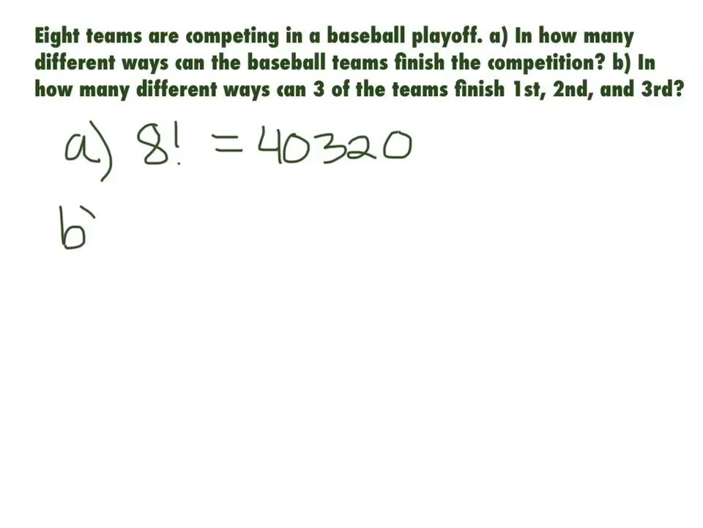And then B, how many different ways could 3 of the teams finish first, second, and third? So first place could be 8 of the teams, right? Second place could be 7 of the teams because one of them's already gotten first. And then third place could be 6 of the teams. So we just do 8 times 7 times 6. There are 336 different possible combinations for first, second, and third place.